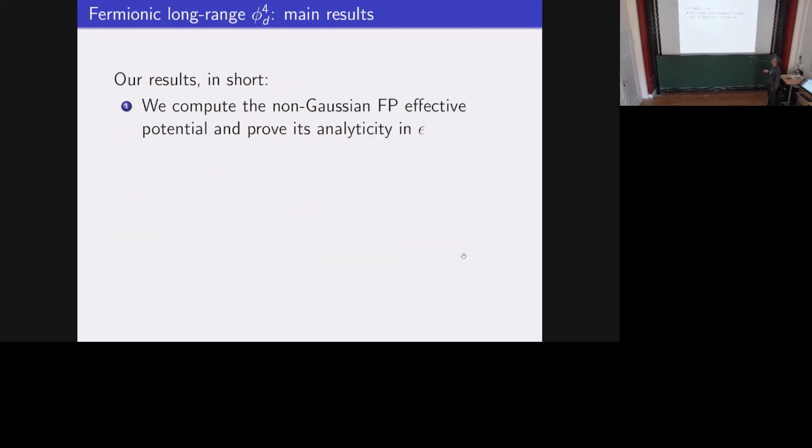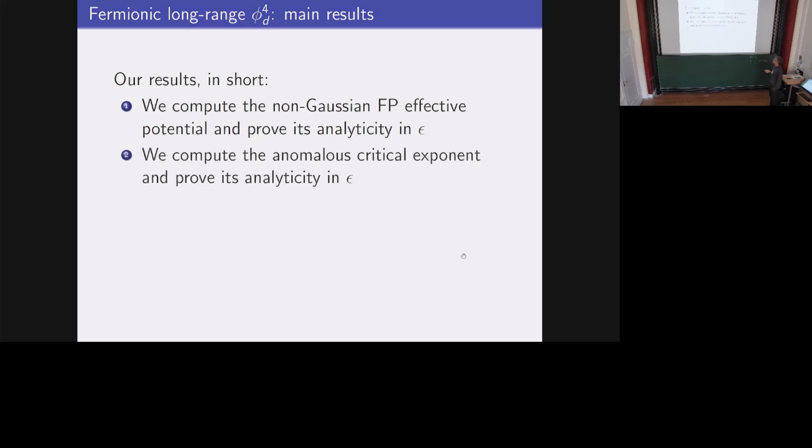So our results in short are the following. We consider this fermionic version of the long-range Ising phi-4 theory with fractional Laplacian. We compute the non-Gaussian fixed point effective potential in a more detailed way than Gawedzki and Kupiainen. In particular, we prove its analyticity in epsilon. This was not guaranteed a priori, so there were discussions about whether it was just Borel summable rather than analytic. And we compute the anomalous critical exponent to prove its analyticity in epsilon. This is quite peculiar, but it is peculiar of the fermionic nature of the theory. The scalar field counterpart is expected to be at best Borel summable.